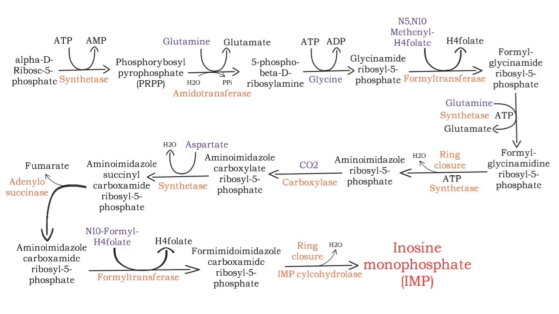In the first step, alpha D ribose 5-phosphate will be converted to phosphoribosyl pyrophosphate by the enzyme synthetase. PRPP is used for synthesis of other compounds like pyrimidine and NAD. From the next step, our mnemonic will start.